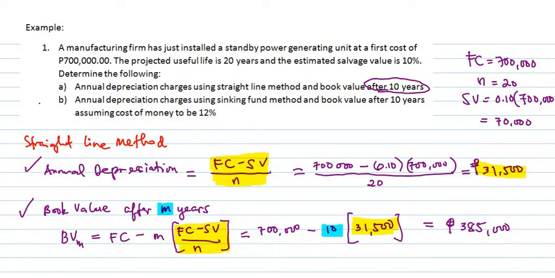Now we will proceed with letter B. Letter B is the annual depreciation charges using sinking fund method and book value after 10 years, assuming cost of money to be 12%. So before we answer this problem, we have to discuss first the sinking fund method.